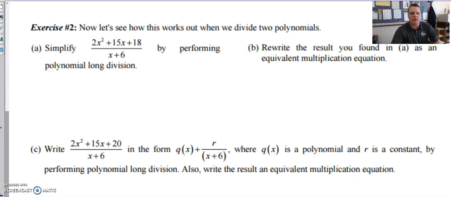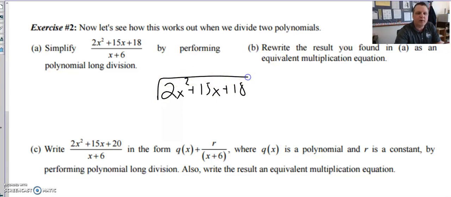So there's no way I'm going to have enough room, but I'll do the best I can. What we have is 2x squared plus 15x plus 18 divided by x plus 6. You're going to want to write smaller so you can squeeze it all in. What we want to happen is to eliminate one term at a time. So we're going to eliminate this 2x squared first.